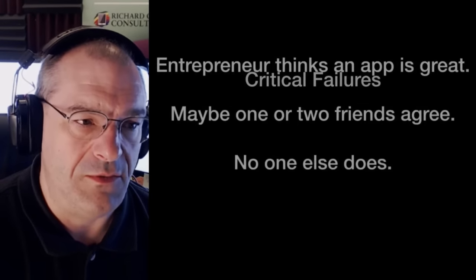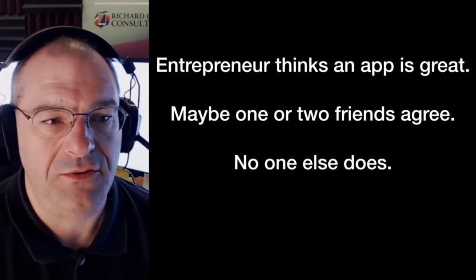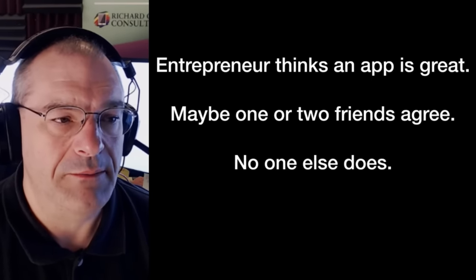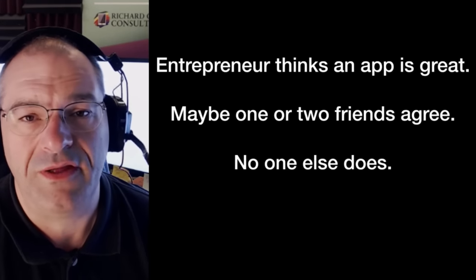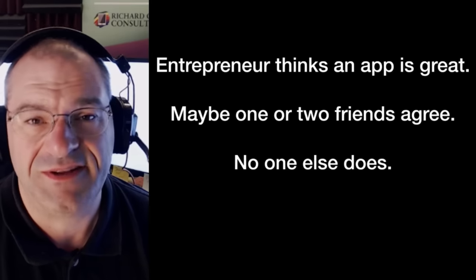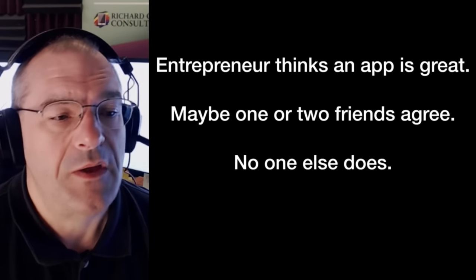So what I'm going to do is this is the critical failure section right here. I'm going to kind of rehash the failures that I see. And these haven't been greatly proofread. So failure 1, entrepreneur thinks the app is great. You have a couple friends who love to be your friends, and they're not going to tell you that you're crazy. So they say, oh yeah, it's the most amazing app we've ever seen.